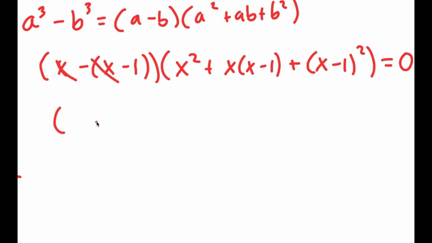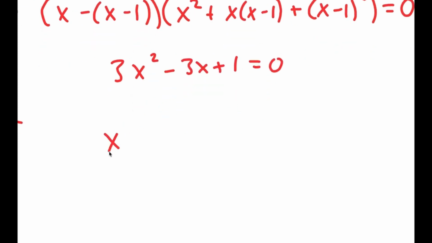And these two x's cancel out, so I get 1 times x squared plus x times x minus 1 plus x minus 1 squared, which all turns into, if you simplify this, 3x squared minus 3x plus 1 equals 0.